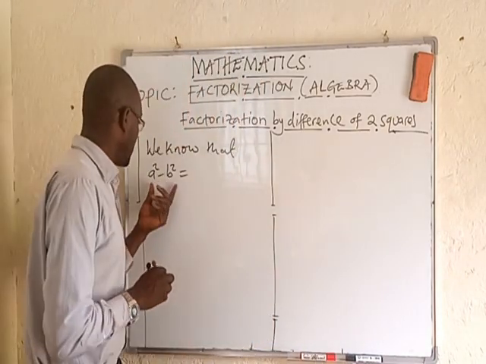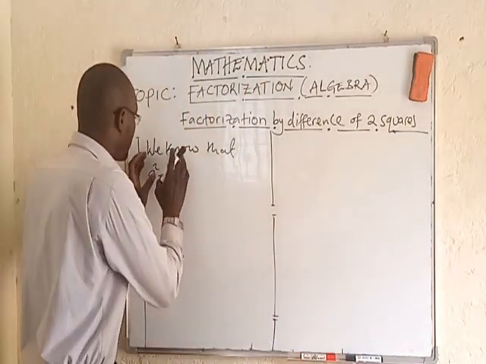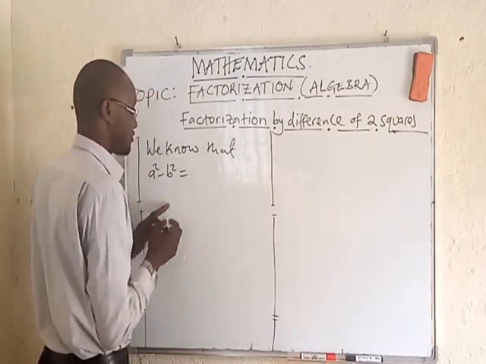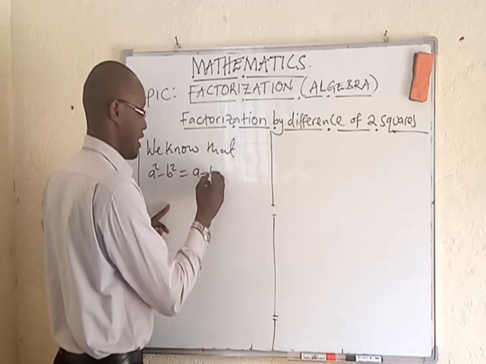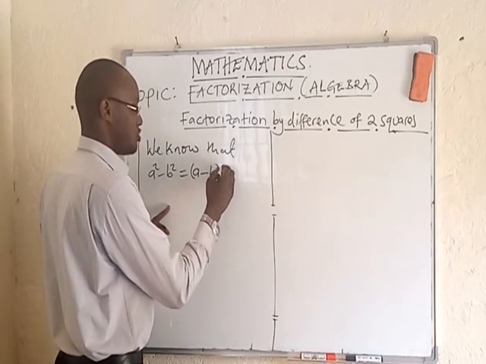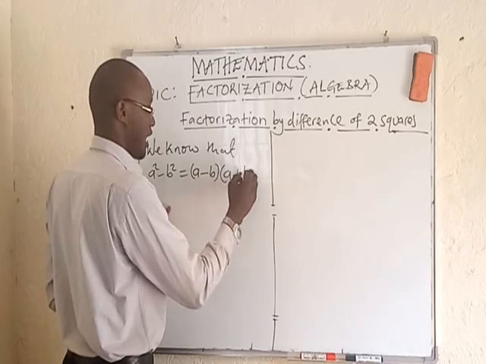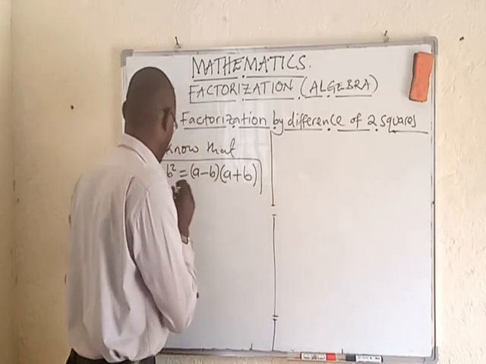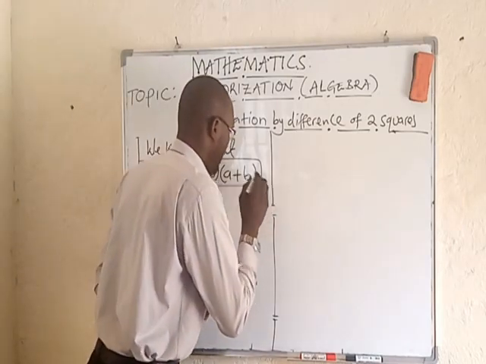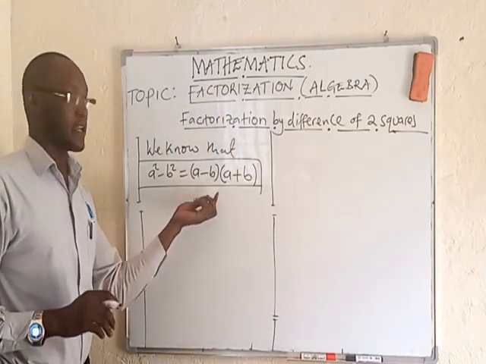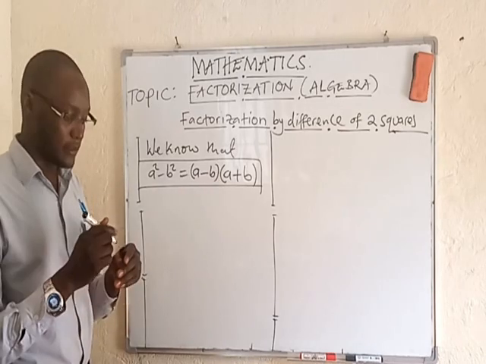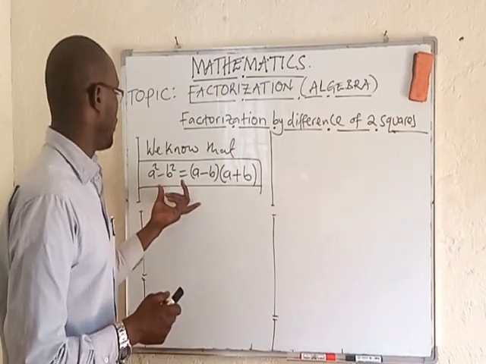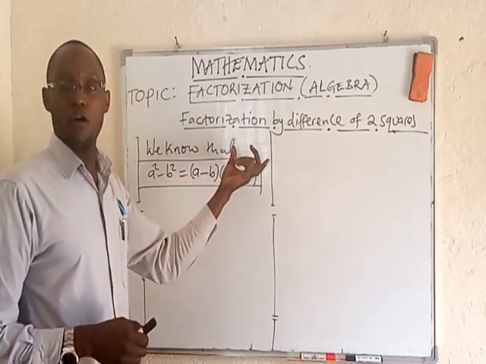Wonderful. Now if it is a difference of two squares, how can we simplify this? Algebra has it that a squared minus b squared is the same as a minus b, into a plus b. Can you note this? A minus b into a plus b. This is the simplification of the difference of two squares. Our factorization is going to be based on this concept for this topic tonight.